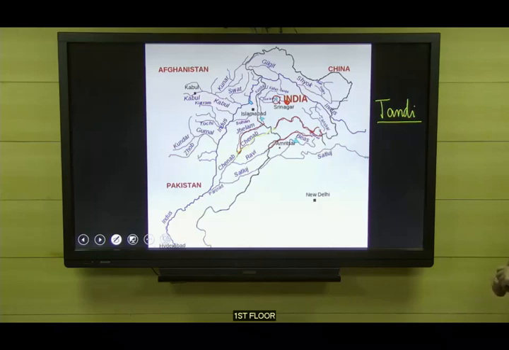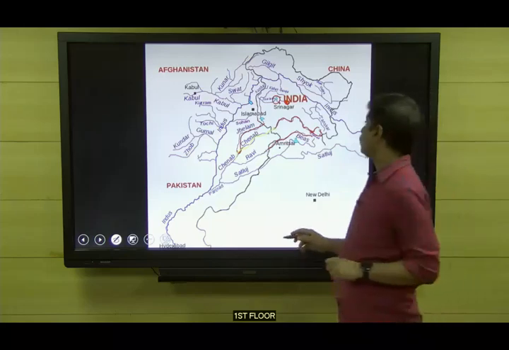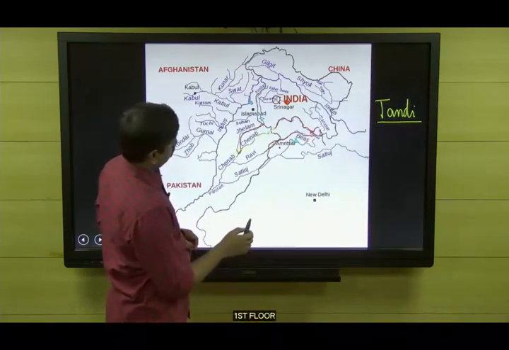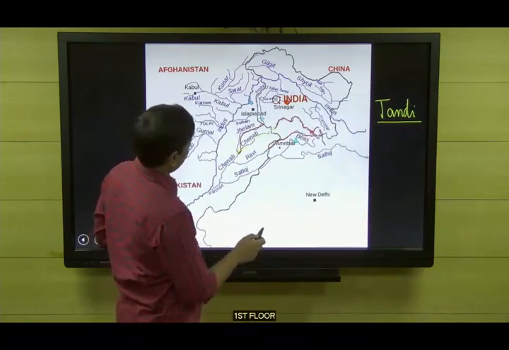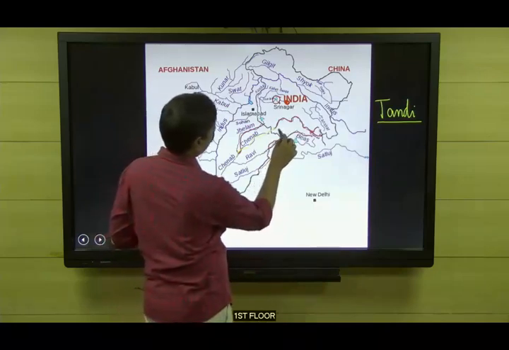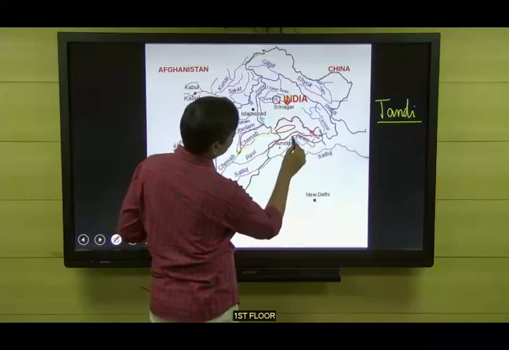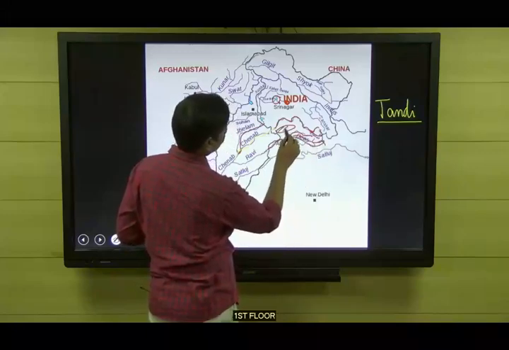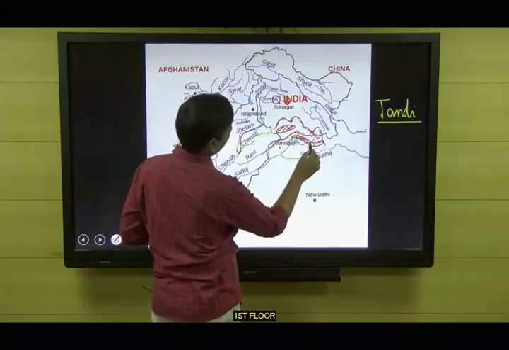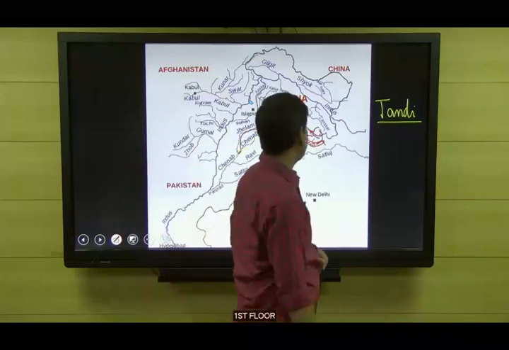It flows between the Pir Panjal and Dauladar. Actually, the Pir Panjal range would be like this and Dauladar would be like this. Two ranges. Okay, it flows between the Pir Panjal and Dauladar. Ravi.